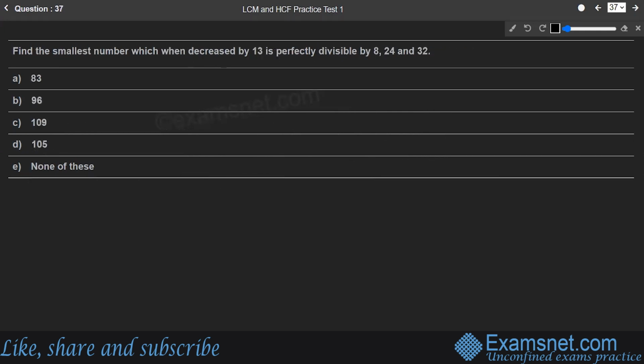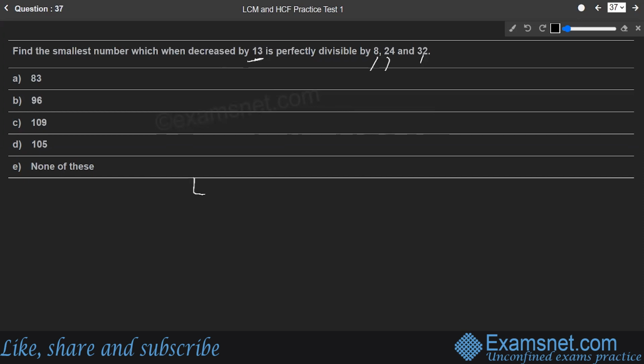Let's go for the next one. Find the smallest number which when decreased by 13 is perfectly divisible by 8, 24 and 32. So clearly, we take the LCM of 8, 24 and 32, and if we add 13 to it, then that number can be found, because the number has to be first reduced by 13 to make it a multiple of 8, 24 and 32.